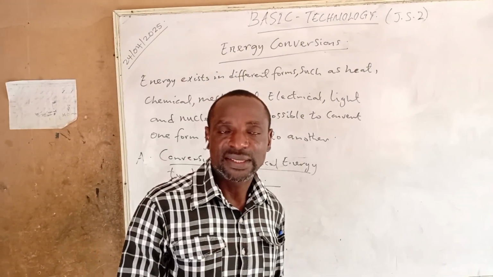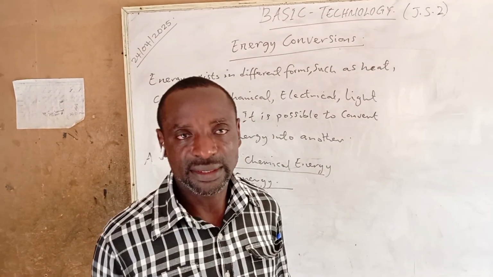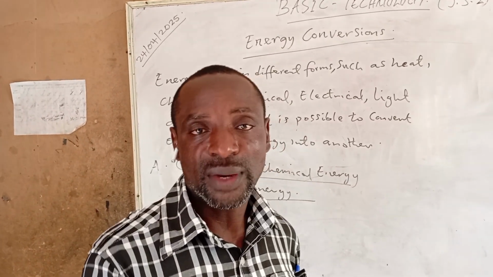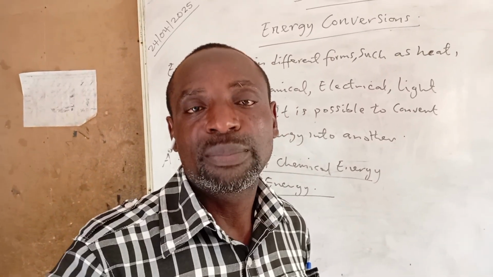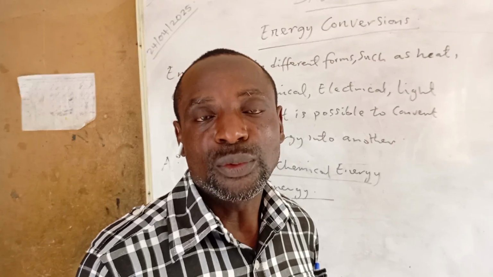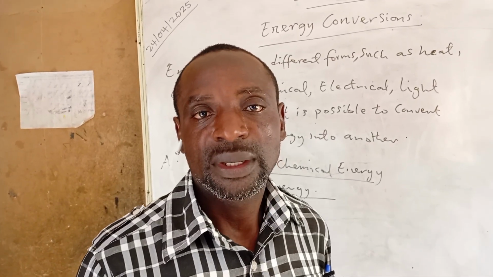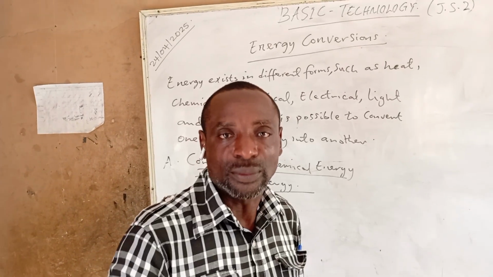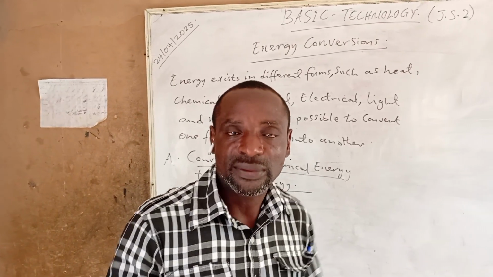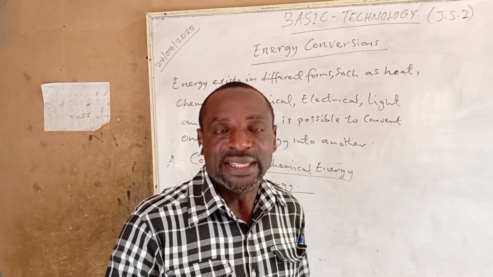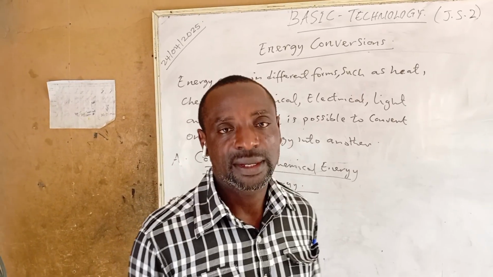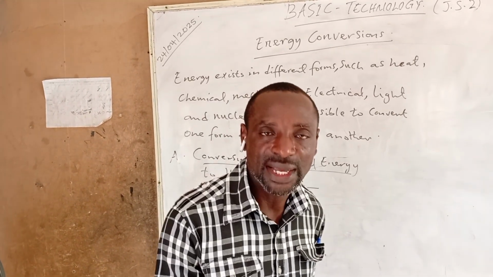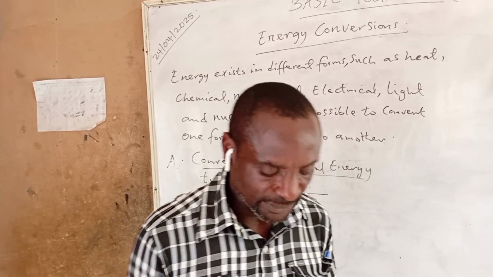We are converting chemical energy to heat energy because when you set your firewood on fire, when the firewood begins to burn, you see the heat coming up. When you set your charcoal on fire, when the charcoal begins to heat up and it becomes red hot, you see that the heat is being released out. So these are good examples of what? Converting chemical energy to heat energy.